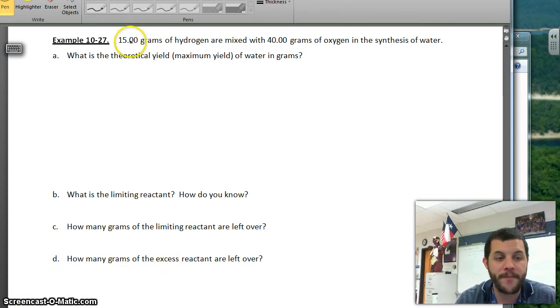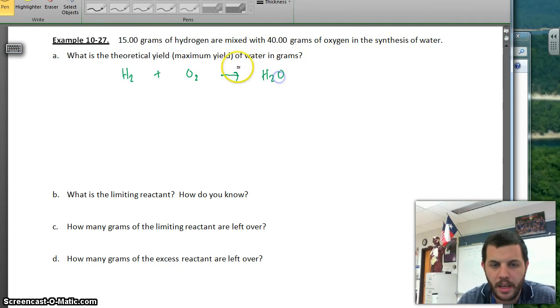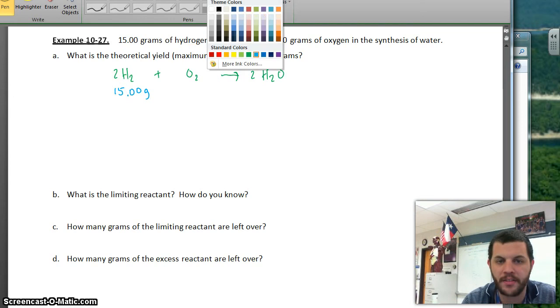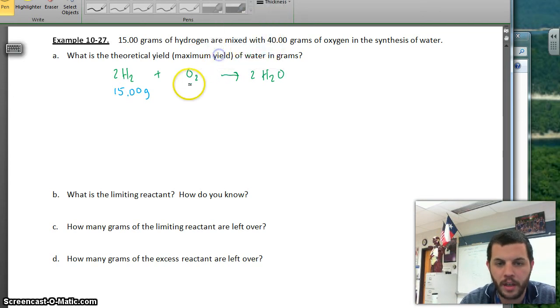This problem says that we have 15 grams of hydrogen, plus 40 grams of oxygen, and this is in the synthesis of water. I need to make sure that I balance this, so I'm going to put a 2 here and a 2 here. What's the theoretical yield of water in grams? Now I've got a situation that I haven't quite seen before. I've got 15 grams of hydrogen, and I've got 40 grams of oxygen.